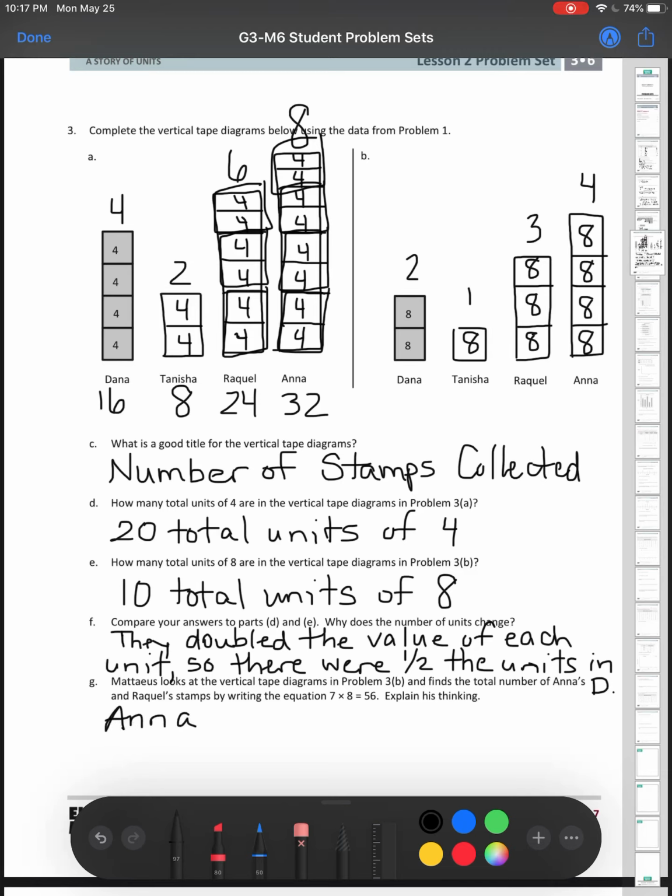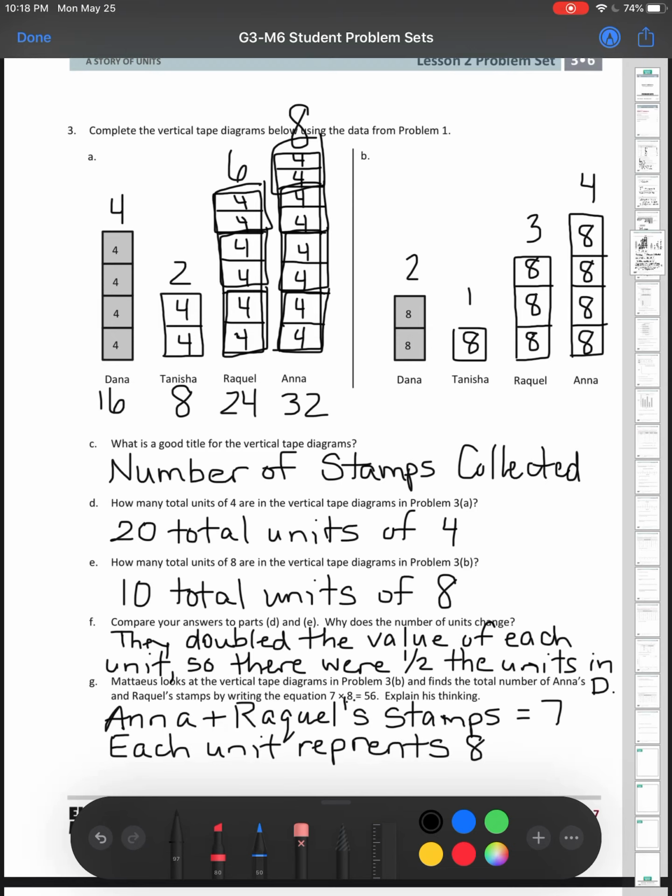So, Anna and Raquel's stamps equal 7 units. Each unit represents 8, so he multiplied 7 times 8 equals 56 stamps. And that's the end of Module 6, Lesson 2 problem set.